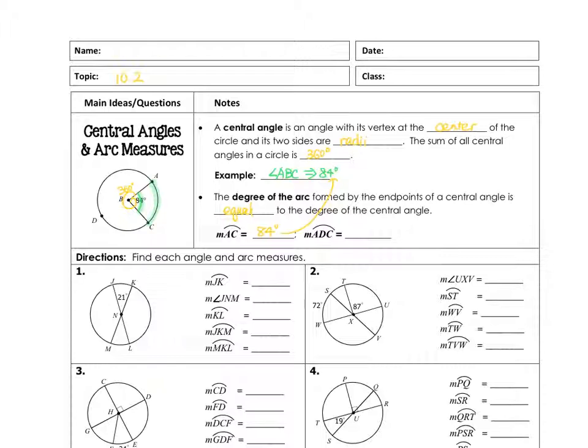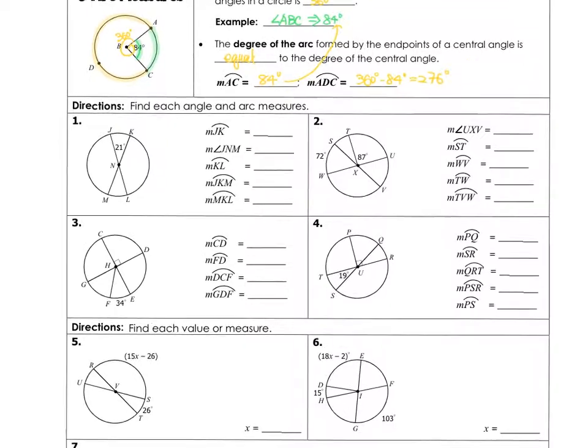And the arc measure of ADC, the other way around. So this part, A and then D, order really matters. The golden part of that arc is 360 degrees minus 84 degrees, which should give me 276 degrees. Okay, now let's look at some examples here.